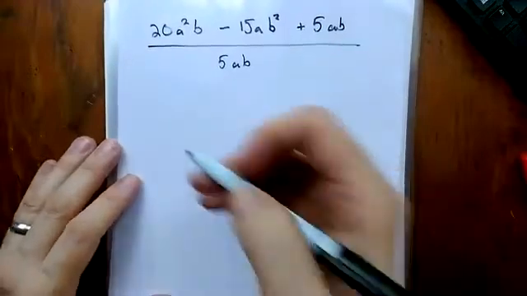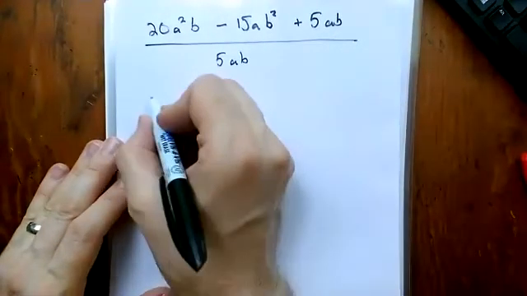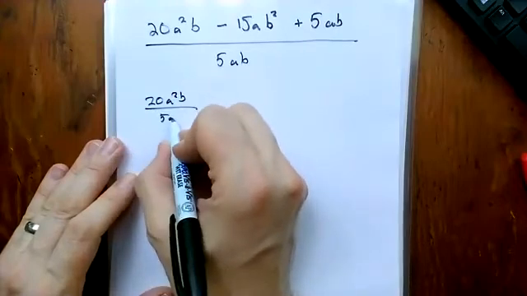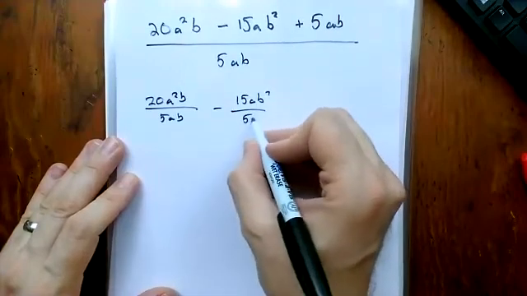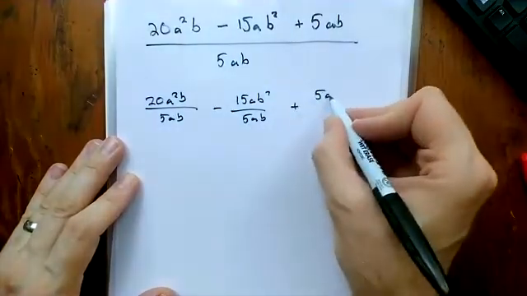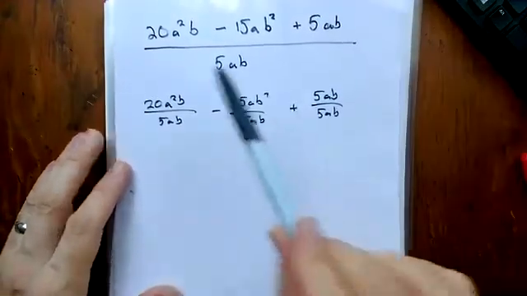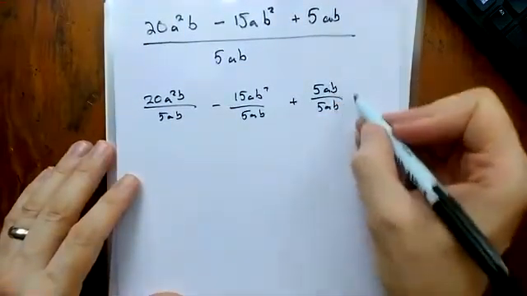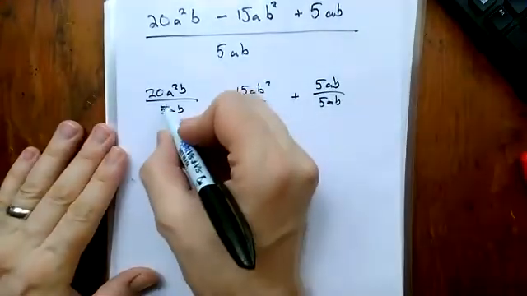Let's show you what this looks like. We'll have 20a squared b over 5ab minus 15ab squared over 5ab, and then plus 5ab over 5ab. So one thing I want you to note is I start with 3 terms, I'm going to end with 3 terms. This last term is going to turn into 1, but we have to have that 1 there.